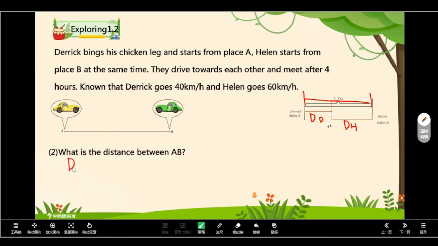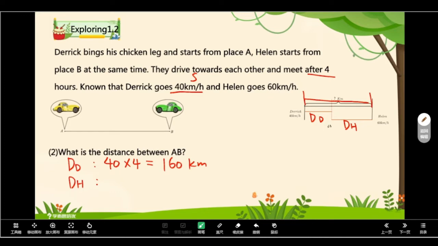The distance of Derek is, how can we calculate? We know his speed is 40 km per hour, and we know the time is 4 hours. So we can just use 40 times 4 equals 160 km. And how about the distance of Helen?